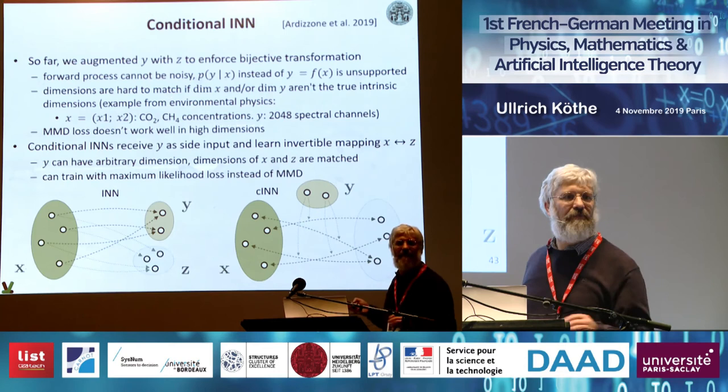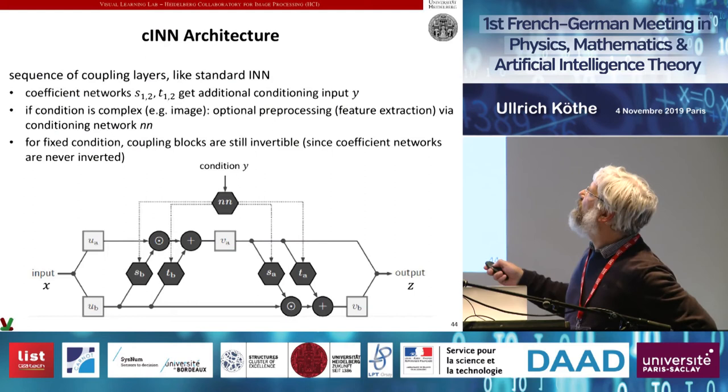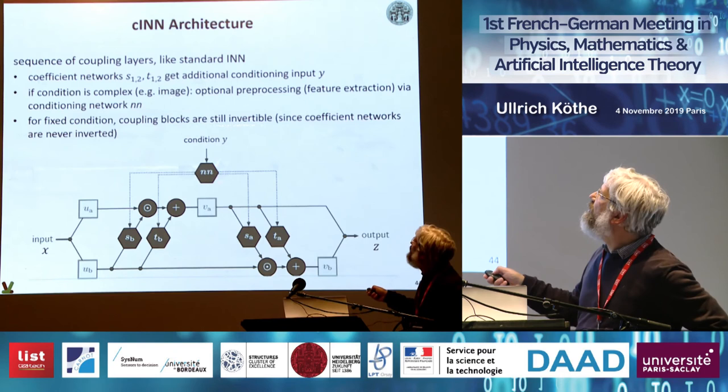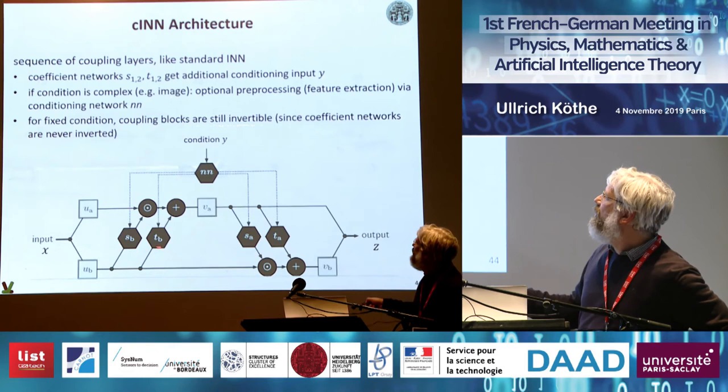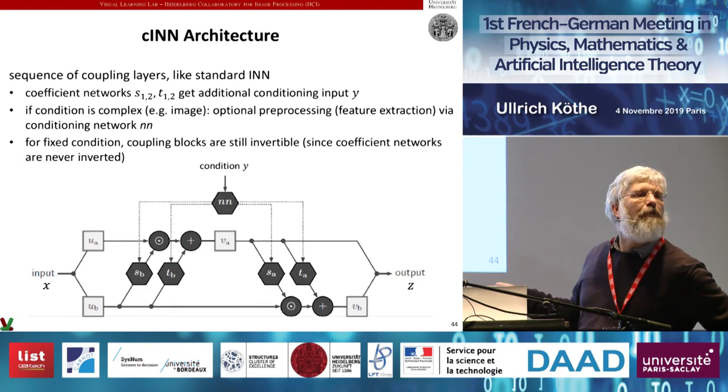So here's the architecture. What we do is we have the condition, then there's some pre-processing, feature detection more or less, and then these features are fed into the S and T networks of the coupling layers and just modify how the lower part is mapped to the transformation parameters. Yeah? That's the idea.